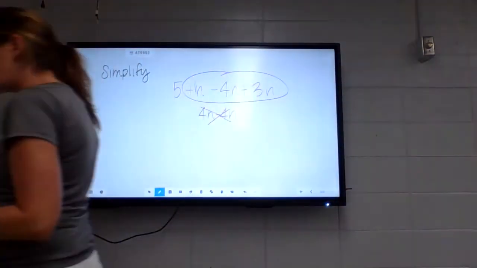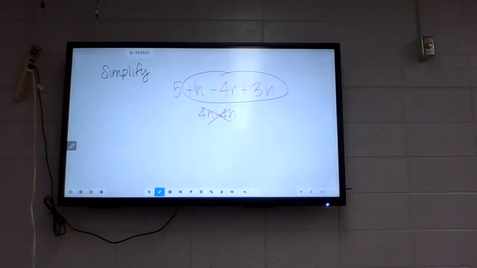You guys can clean up your boards. We're going to flip to the back side of our notes when we're done there with picking them up.